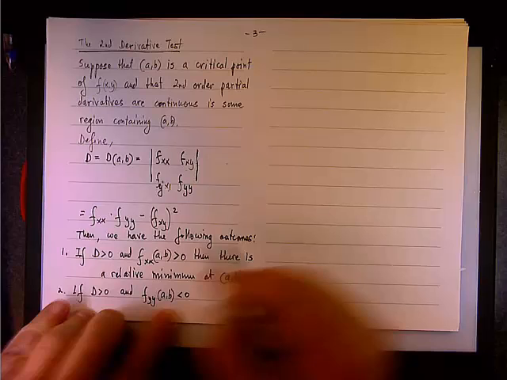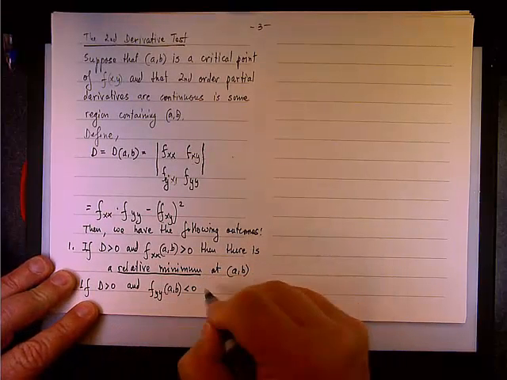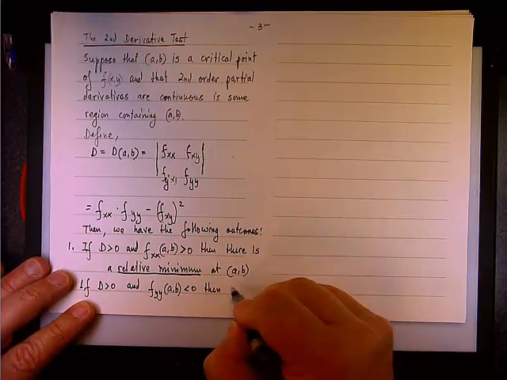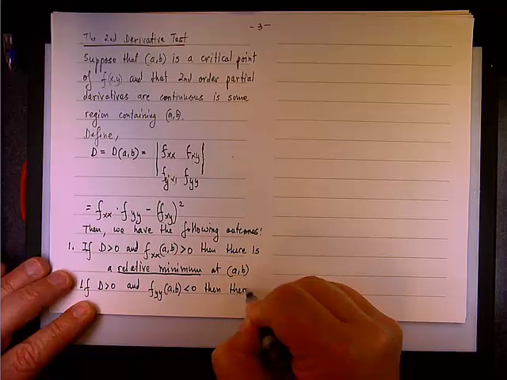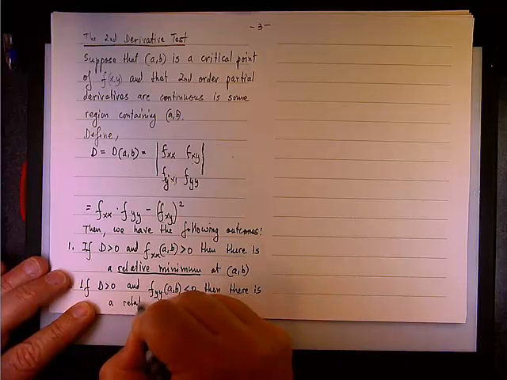Okay? So I could have swapped f xx with f yy and have the same thing. So what is the distinction? The distinction is this one. If f yy is negative, so is f xx. But what is the difference? The difference is instead of having a relative minimum, we'll have a relative maximum.